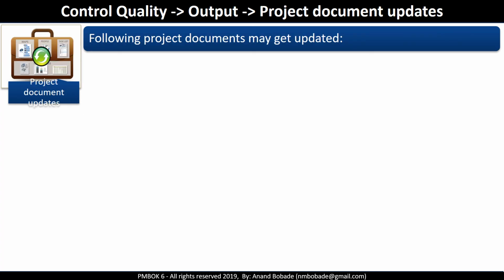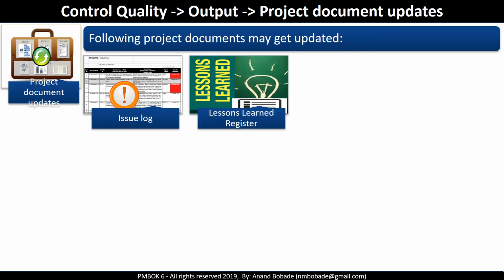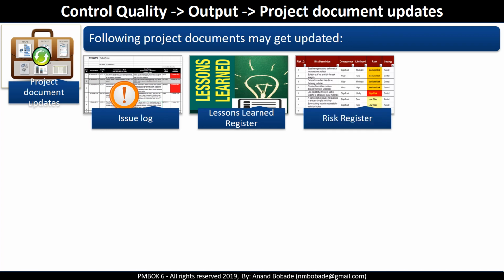Project document updates. Project documents that may get updated include the issue log. If a deliverable does not meet the quality requirement, this is documented as an issue. Lessons learned register. The lessons learned register is updated with information on the source of quality defects, as well as which approach worked well or which failed during the current process. Risk register. New risks identified during this process, especially causes of quality variances, are recorded in the risk register as a new risk. If there are updates to any of the existing risks, that is also possible.